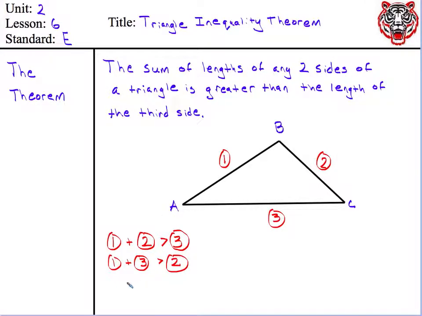And our final inequality that you need to memorize, and once you memorize this statement, you're really good on all the inequalities, is 2 plus 3. Those are the last two sides that we haven't chosen. 2 plus 3 needs to be greater than the remaining side of 1. If all three of these are met, then it is a triangle. So that's the official triangle inequality theorem. Let's go ahead and do an example now. So moving to the next slide.